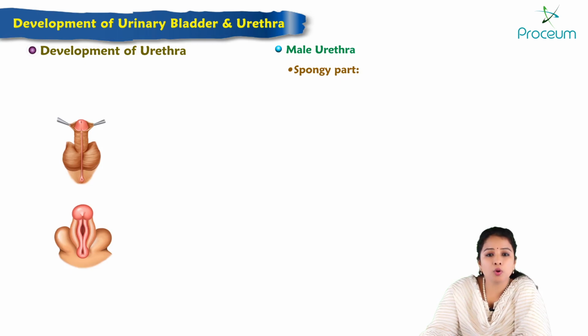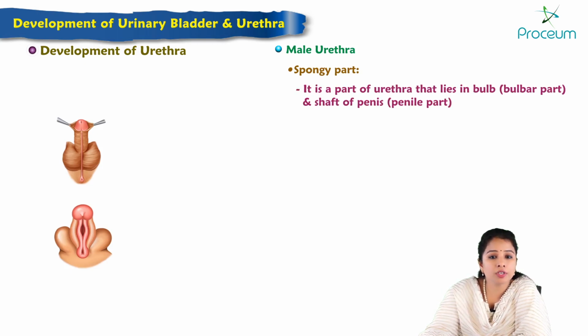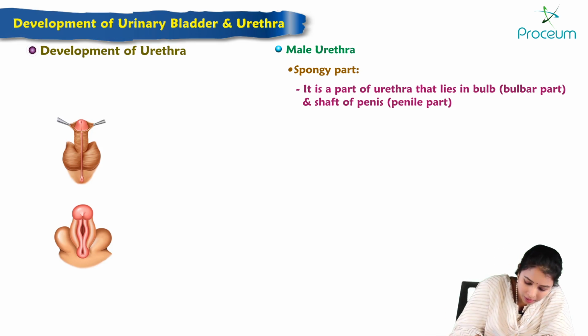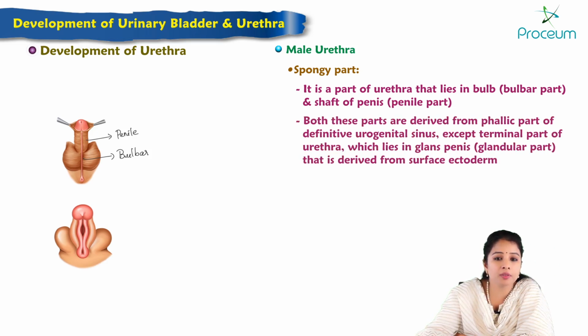So the third part is the spongy part of urethra. It is the part of urethra that lies in the bulb, so it is called the bulbar part, and in the shaft of penis, which is called the penile part. So this is the bulbar part of urethra. This is penile part. Both these parts are derived from the phallic part of definitive urogenital sinus. The definitive urogenital sinus has the upper pelvic part and lower phallic part. So the lower phallic part gives rise to spongy part of urethra.